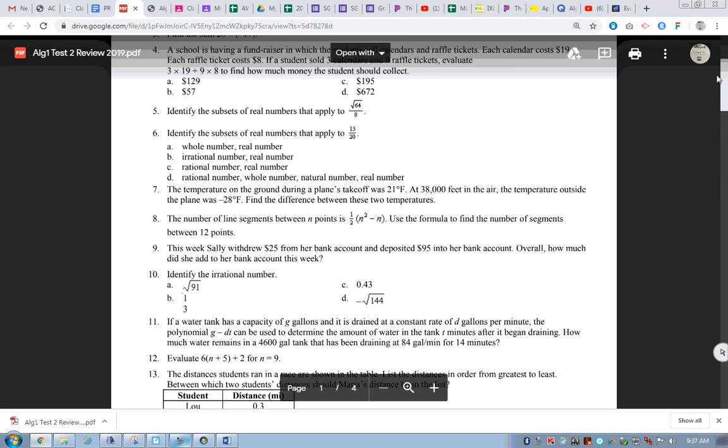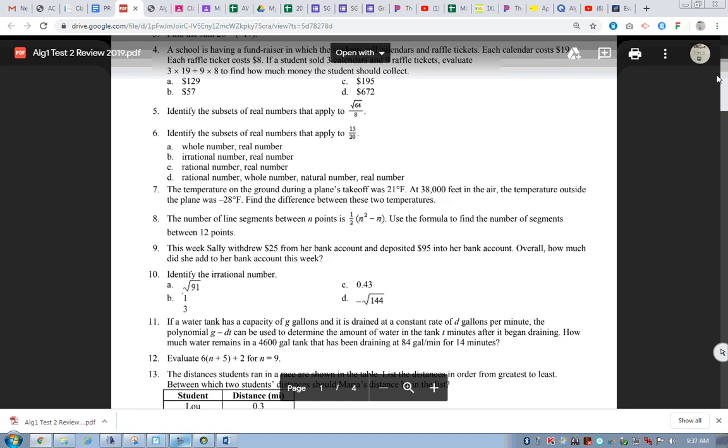Number 7, the temperature on the ground during a plane's takeoff is 21 degrees Fahrenheit. At 38,000 feet in the air, the temperature outside the plane is negative 28 degrees Fahrenheit. Find the difference between these two temperatures. All right, how far apart are they from each other?